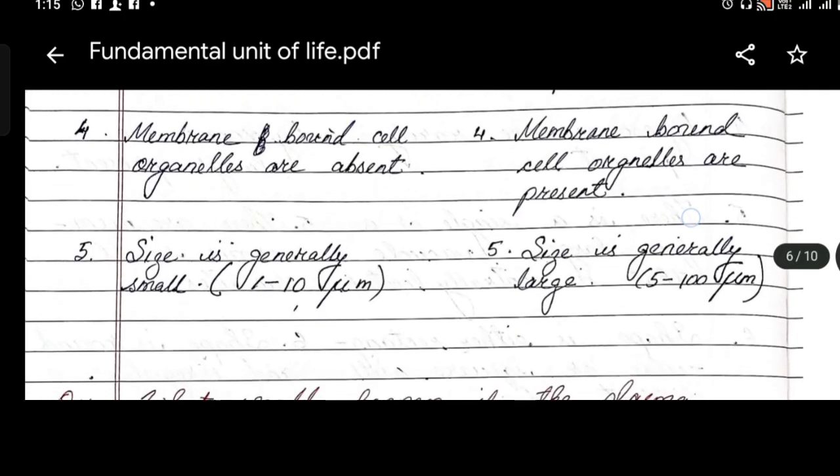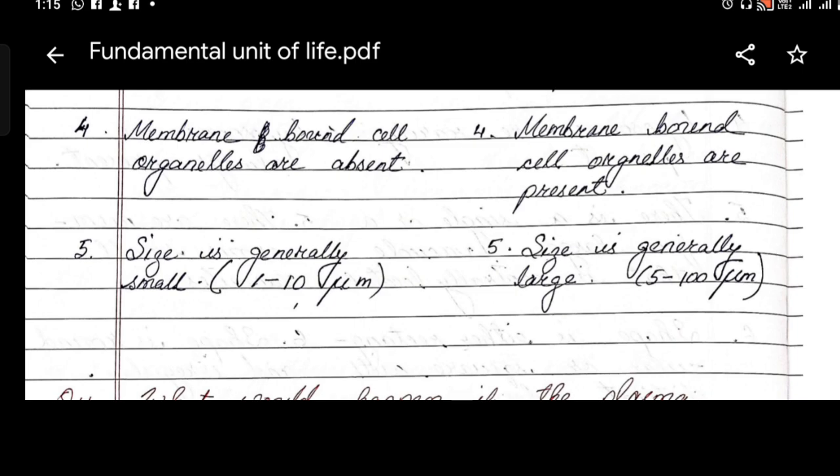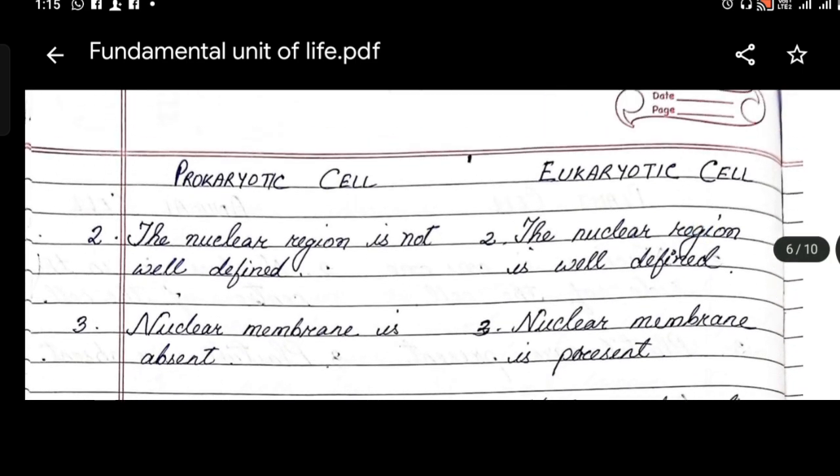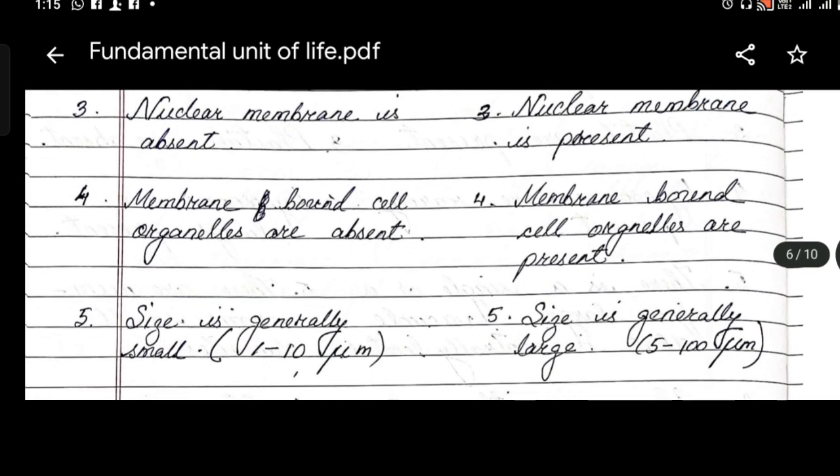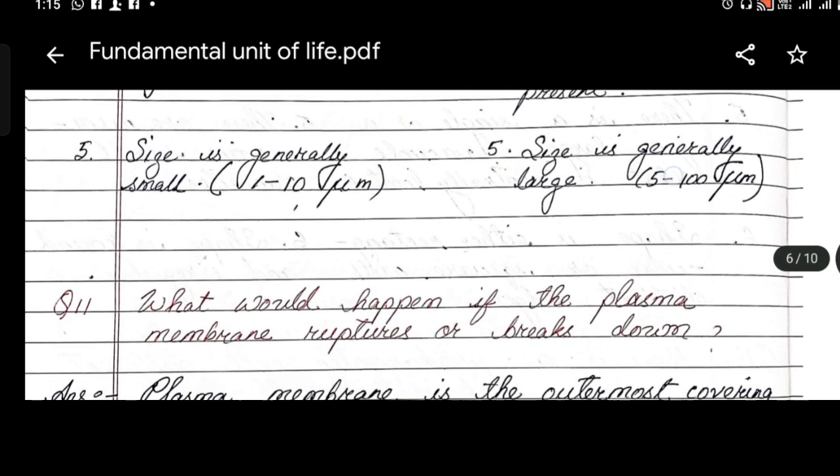Prokaryotic cell: 2. The nuclear region is not well defined. 3. Nuclear membrane is absent. 4. Membrane bound cell organelles are absent. 5. Size is generally small. Eukaryotic cell: 2. The nuclear region is well defined. 3. Nuclear membrane is present. 4. Membrane bound cell organelles are present. 5. Size is generally large.